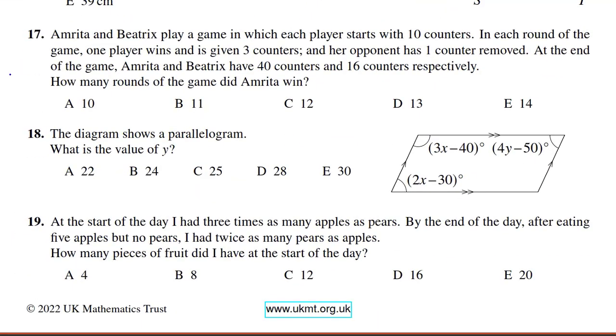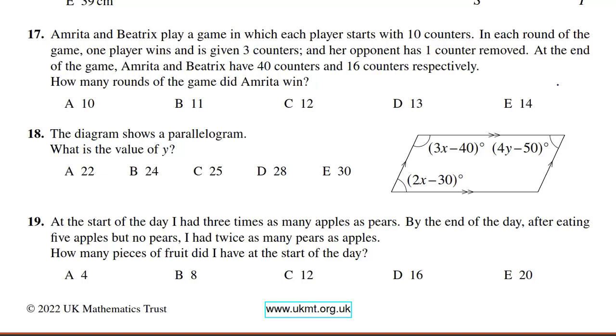Okay, it is 16. Now let's solve. Rita and Beatrix play a game in which each player starts with 10 counters. In each round of the game, one player wins and is given 3 counters, and her opponent has 1 counter removed. At the end of the game, Amrita and Beatrix have 40 counters and 16 counters respectively. How many rounds of the game did Amrita win?